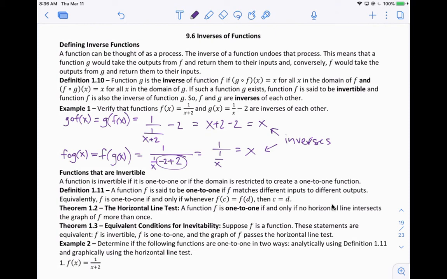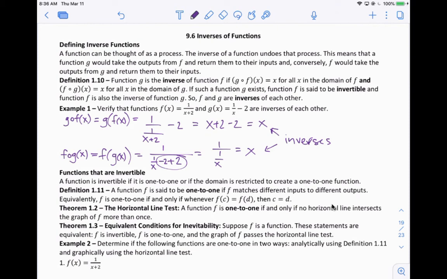Still a function. Remember, to be a function, you just have to be able to get a single answer. If I plug in 2, I get 5. If I plug in 4, I get 3. You don't get, if I plug in 1, I get 2 or 6, right? That's not a function. So to be a function, you just need to get an answer.